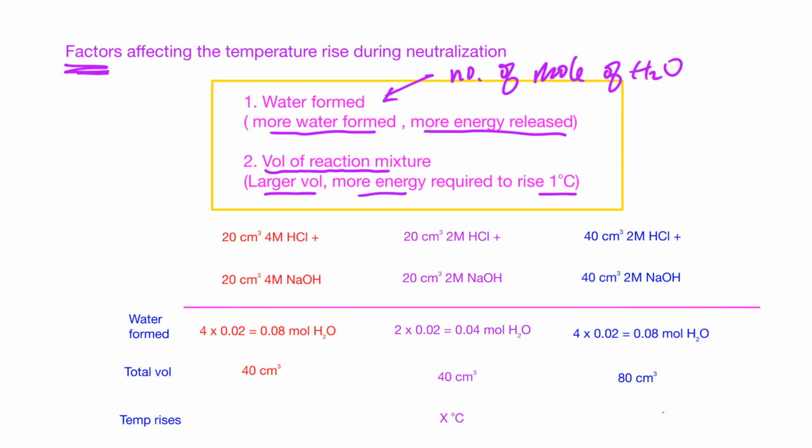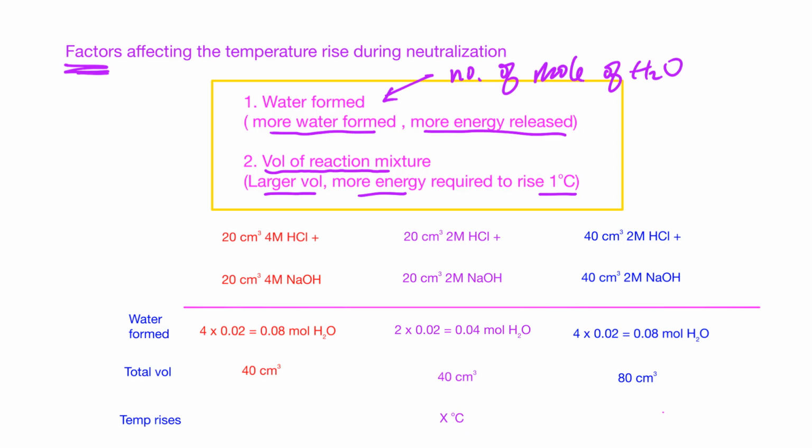So we just have a look at 3 cases here. Let's take a look at the original one first: 2 M HCl, 2 M NaOH. In this case, the water formed will be 2 times 0.02, so we have 0.04 mole of H2O. And the total volume will be 20 plus 20, that means 40 cm cube. Say, for example, this one is rising by X degrees Celsius.